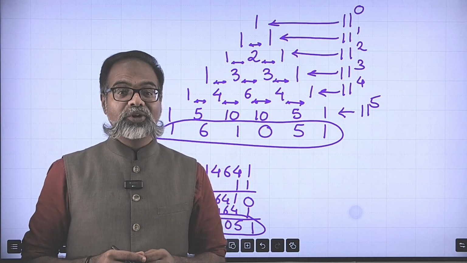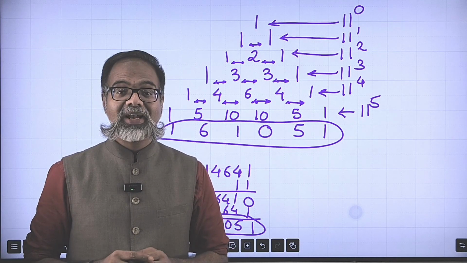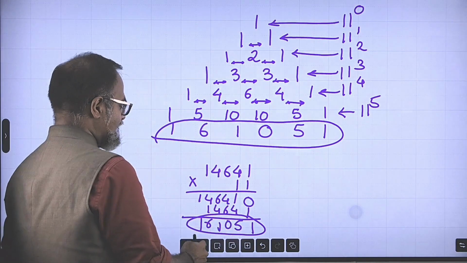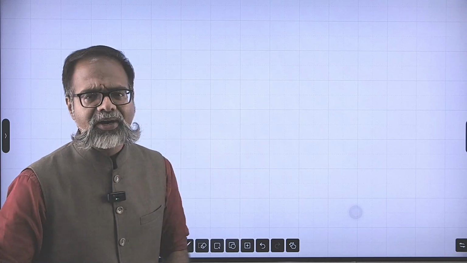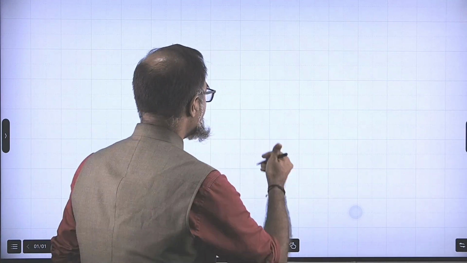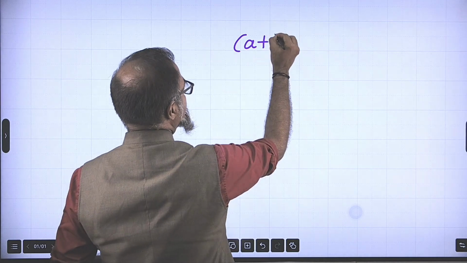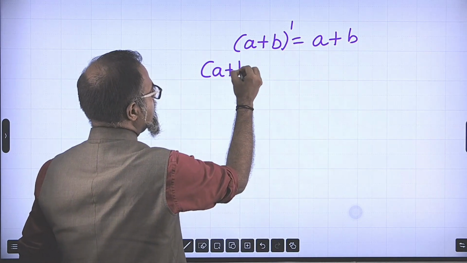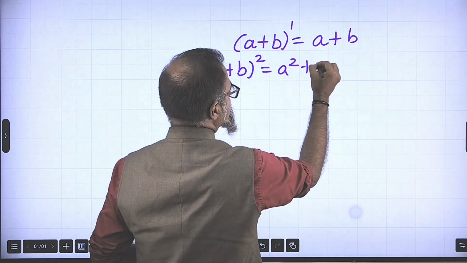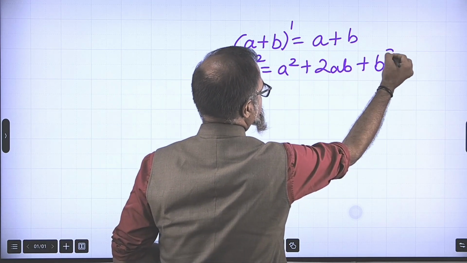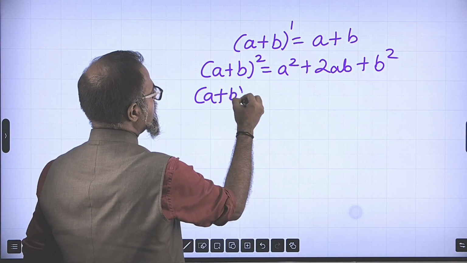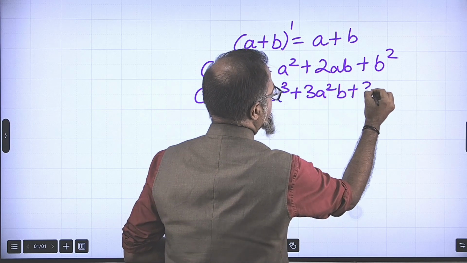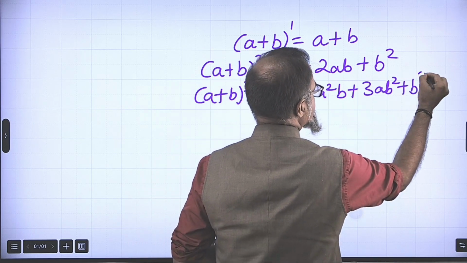But that's not all to it. In fact, I have used Pascal's triangle to a great advantage for something called the binomial theorem, right? Identities. Forget the binomial theorem part. Identities, what are they? Well, if you remember, a plus b, the whole to the power 1 is a plus b. A plus b, the whole square is a square plus 2ab plus b square. A plus b, the whole cube is a cube plus 3a square b plus 3ab square plus b cube.